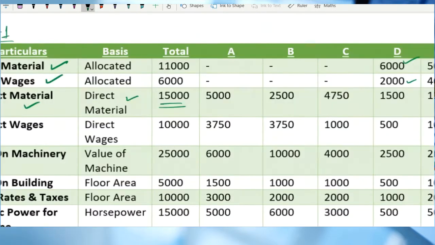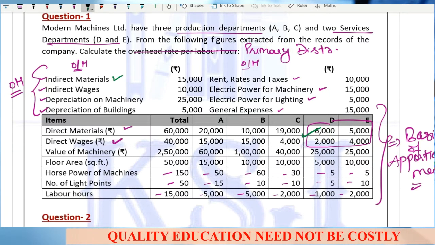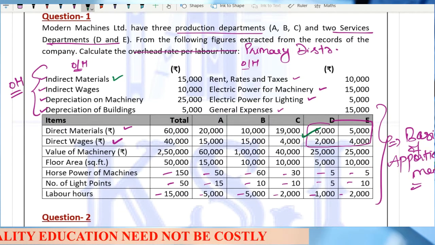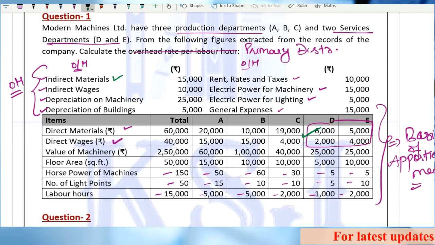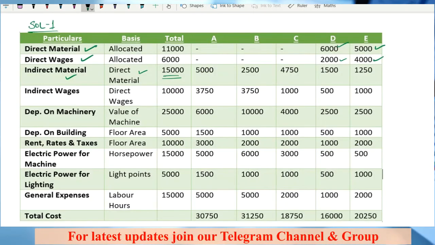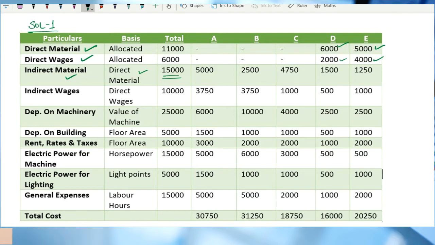Total is 15,000. So it will be distributed in the ratio of direct material. That is 20 is to 10 is to 19 is to 6 is to 5. So this is the ratio in which this is going to be distributed. So basically from here you will get the ratio in which the total cost of 15,000 is to be distributed. Right? So the following figures will come: 5,000, 2,500, 4,750, 1,500 and 1,250. Any doubts? Clear? Next one.